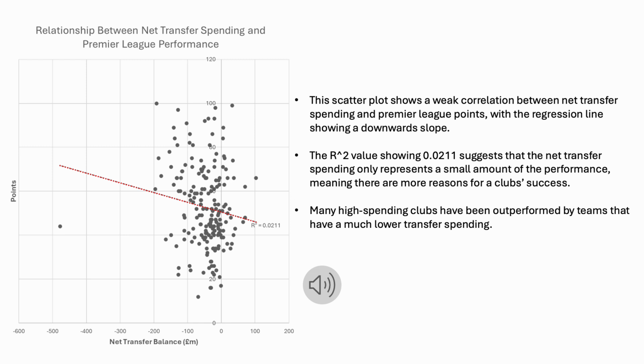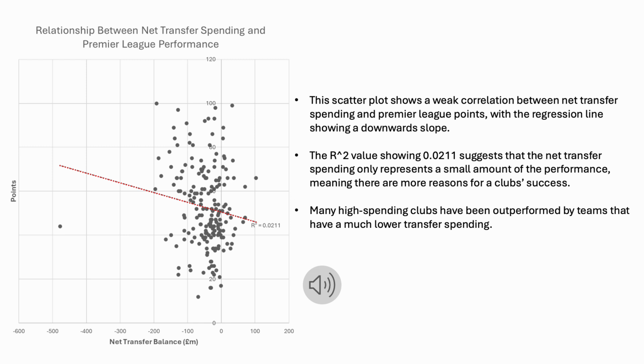Another scatter plot was created to visualize the relationship between net transfer spending and club performance. This time the data shows a very weak correlation, with the R value presenting 0.0211, which can also be interpreted as only 2% of net transfer spending being a reason for how the league performs. This means that more money spent on transfers does not automatically mean more success.